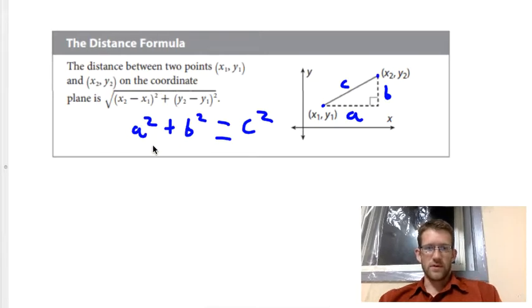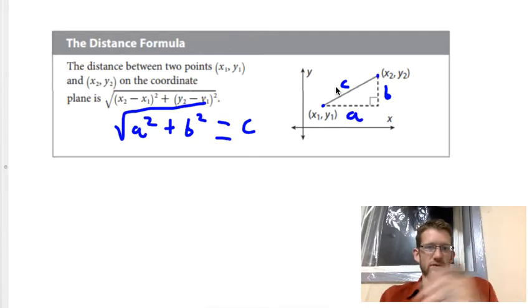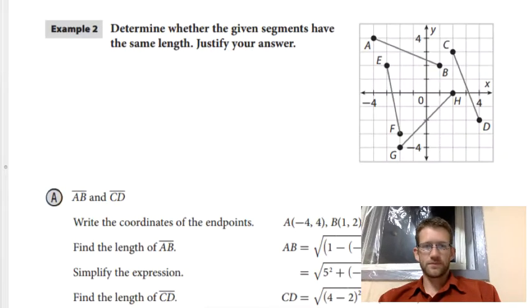This is the method I would use. I would essentially just say, okay, well, I want to take the square root of a squared plus b squared. And I would simply, instead of subtracting x1 from x2, just count across. Either way, whatever works easiest for you. We'll try it both ways.